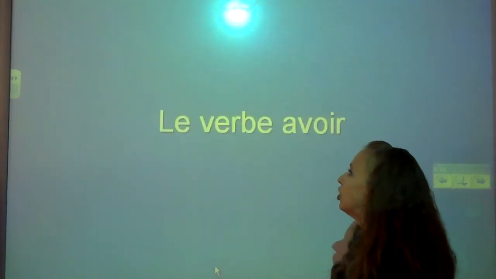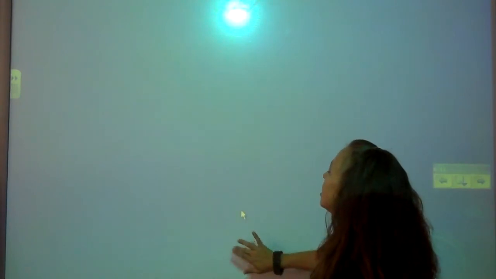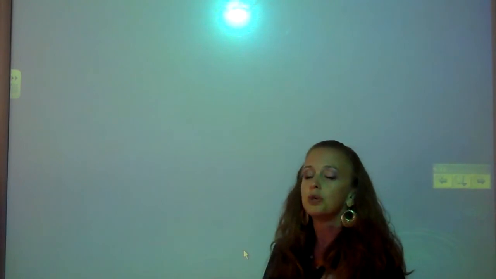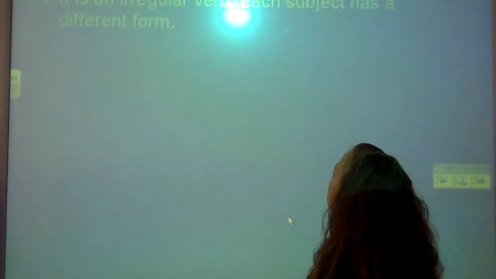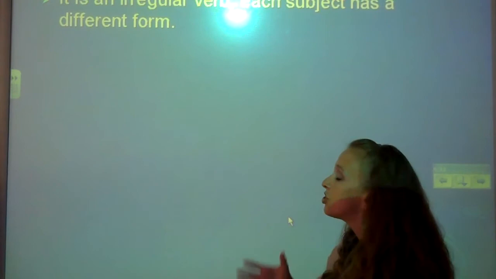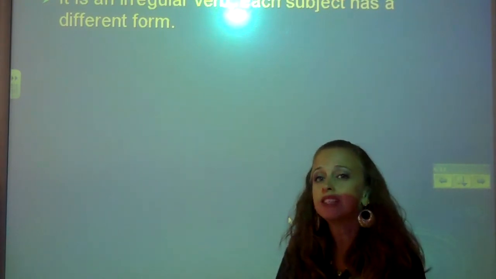Alright, now let's take a look at our first verb, the verb avoir. Now avoir means to have. So we're going to use this to say people have things. I have things, you have things. Now avoir is considered to be an irregular verb. And so what that means is that each subject, je, tu, il, on, nous, vous, has a different form.